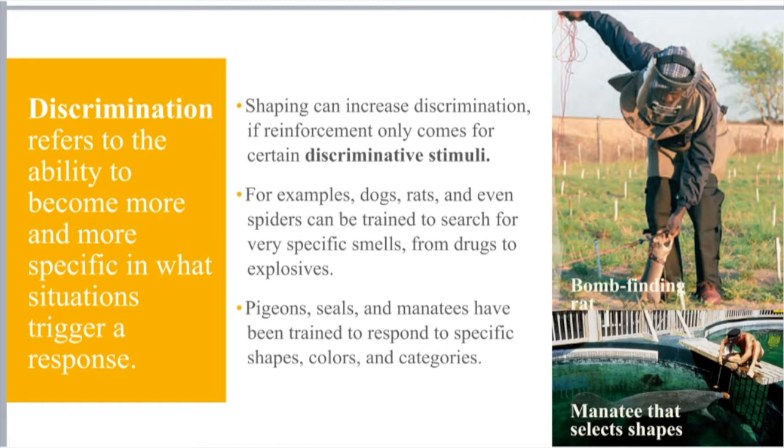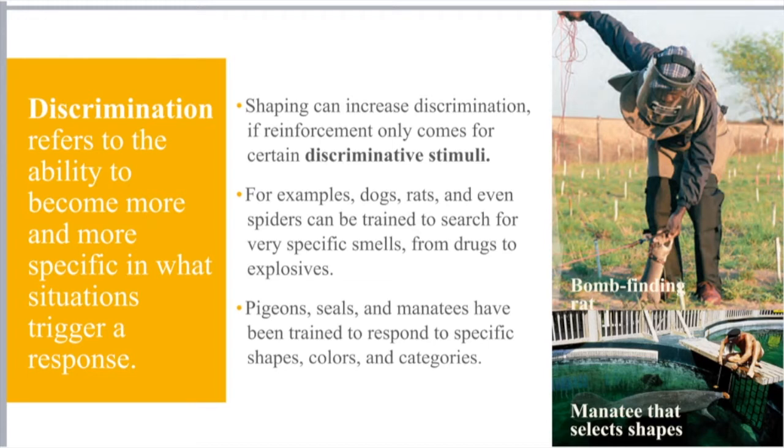Shaping can increase discrimination if reinforcement only comes for certain discriminative stimuli, right? We were talking about the seals, right? Maybe they're not going to balance that ball on the top of their nose right away, but if you provide them with a reinforcement when their nose touches the ball and they start to realize that, but then you stop giving them any sort of reward for that behavior, they're going to find a new behavior. Maybe every time they toss the ball in the air, they start to get reinforcements, right? They don't get it for just touching the ball anymore, right? They have to toss it in the air, right? That's going to be our discriminative stimuli.